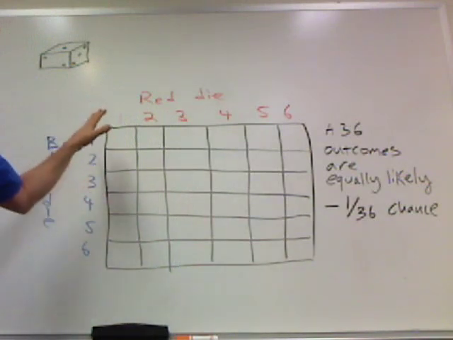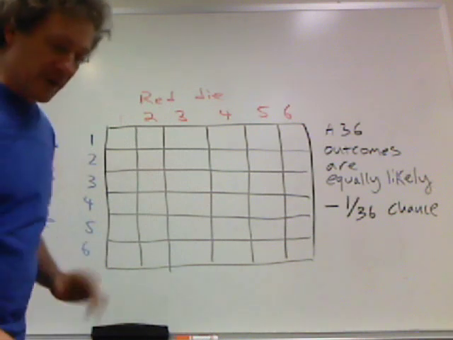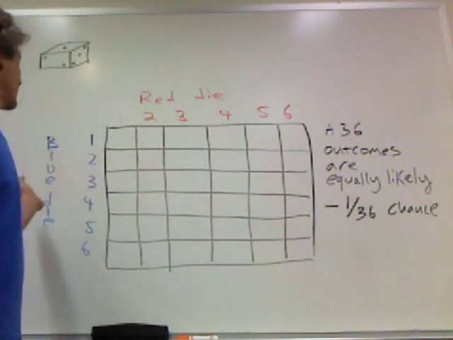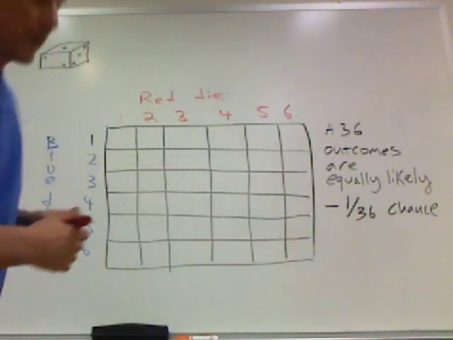And of course, this assumes that the dice are fair and not loaded. Okay, but that's an assumption. And also that they're independent, that the outcome of one die doesn't somehow affect the outcome on the other die. Which is probably more or less true in the real world.